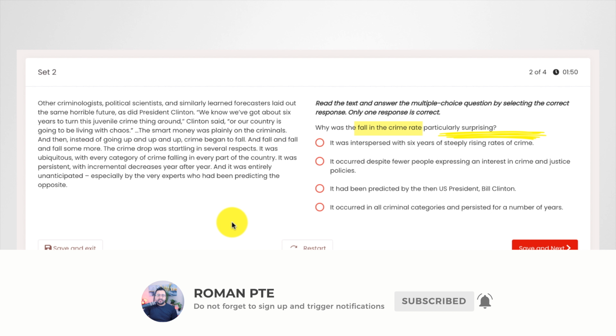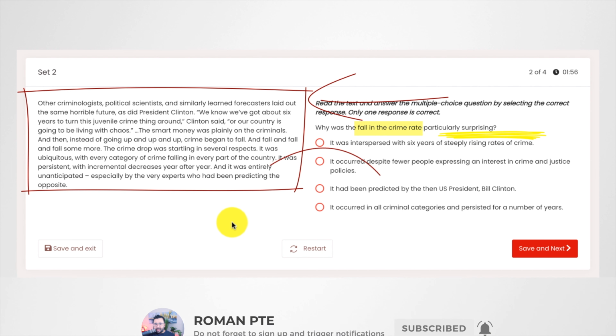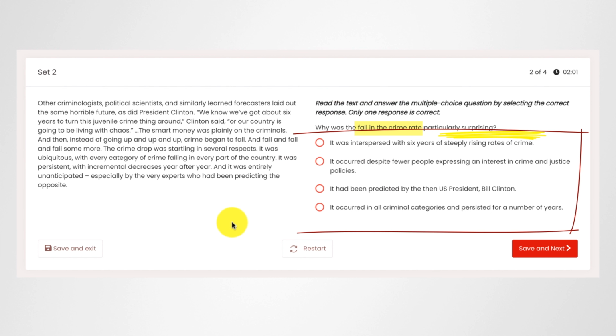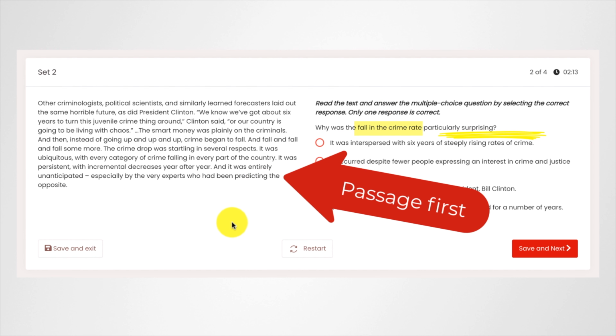I have two options. First, I can go to the passage first, read the passage, and come back to the options. Or I can read all the options first, then go to the passage, read the information, and come back to the options again. In this type of question, I prefer to go to the passage first before reading the options. Now I said in these types of questions.